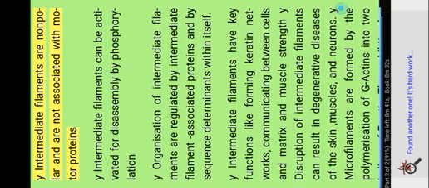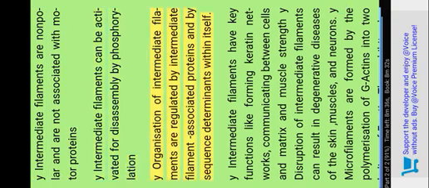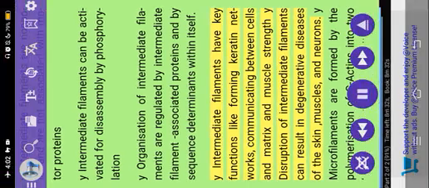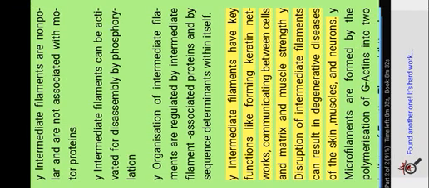Intermediate filaments are nonpolar and are not associated with motor proteins. They can be activated for disassembly by phosphorylation. The organization of intermediate filaments is regulated by intermediate filament-associated proteins and by sequence determinants within the filaments themselves. Intermediate filaments have key functions like forming keratin networks, communicating between cells and the matrix, and providing muscle strength. Disruption of intermediate filaments can result in degenerative diseases of the skin, muscles, and neurons.